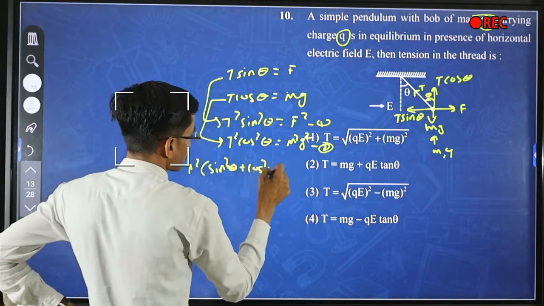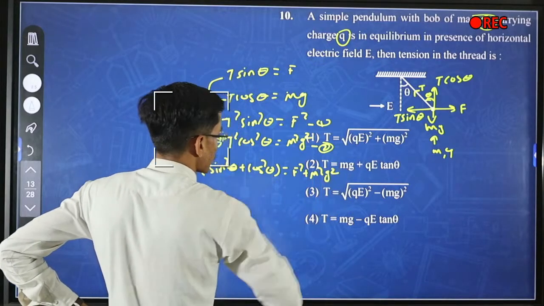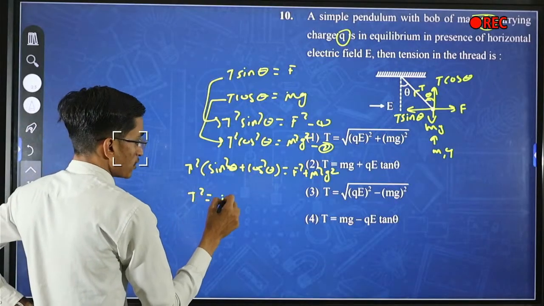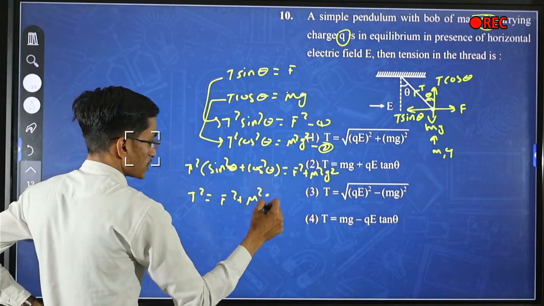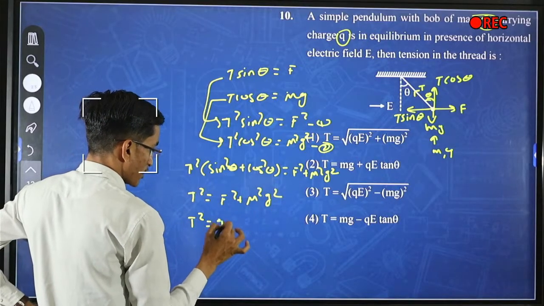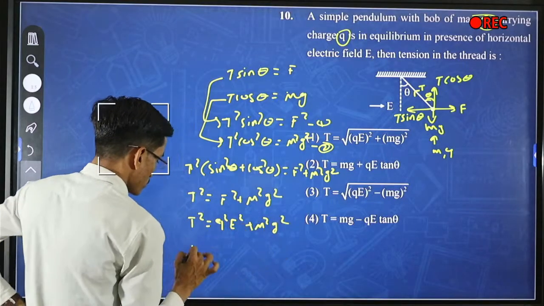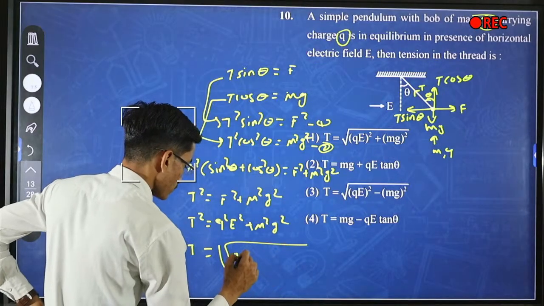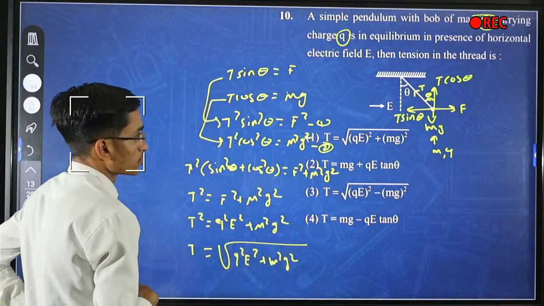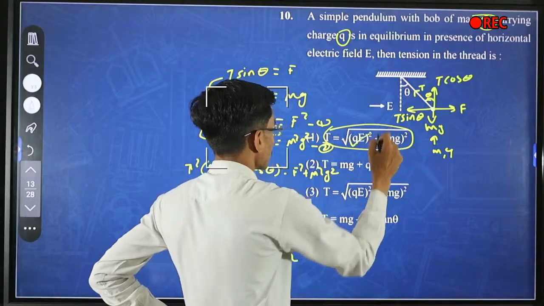plus cos square theta is equal to F square plus m square g square. Sin square plus cos square theta is equal to 1, then T square will become F square plus m square g square. So T square is equal to, F can be written as qE, q square E square plus m square g square. So T will become the square root of q square E square plus m square g square. So our option 1 is the correct answer.